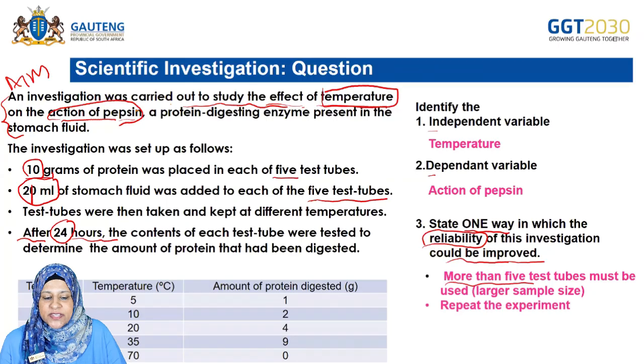The second point is we can repeat the experiment, and here we can say that this experiment was done once, or we can talk about the fact that it was done for 24 hours and we can do it for a longer period of time.